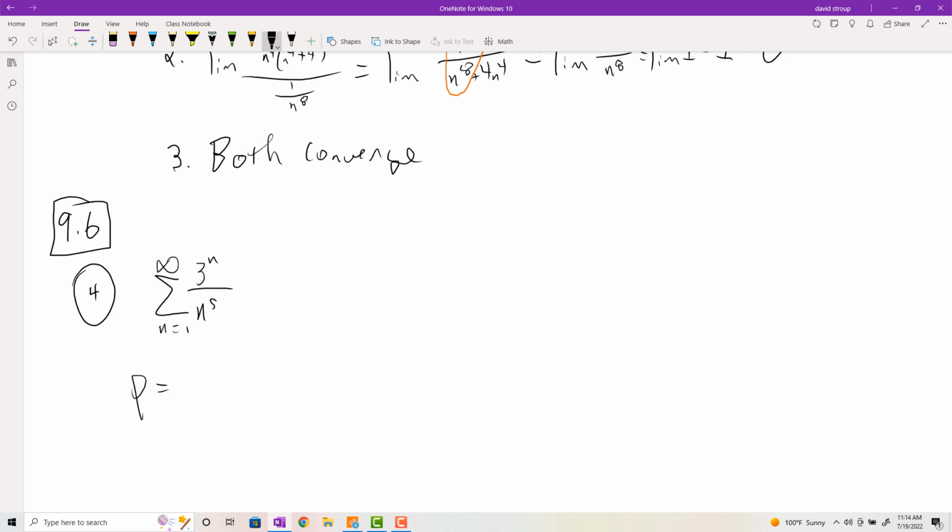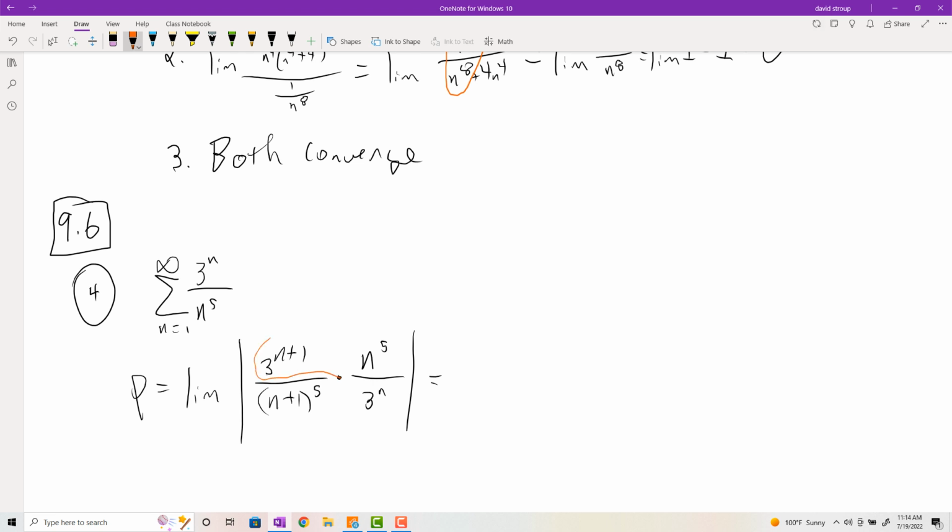If rho is greater than 1 or equal to infinity, it's divergent. And if rho is equal to 1, the test is inconclusive and you have to try something else. But anyways, here we go. Limit of the absolute value of a sub n plus 1, which is 3 to the n plus 1 over n plus 1 to the fifth, divided by a sub n, which is the same as multiplying by the reciprocal, n to the fifth all over 3 to the n.